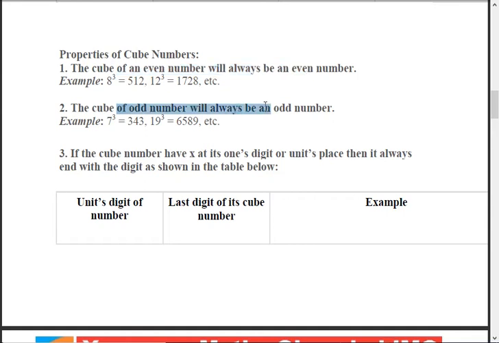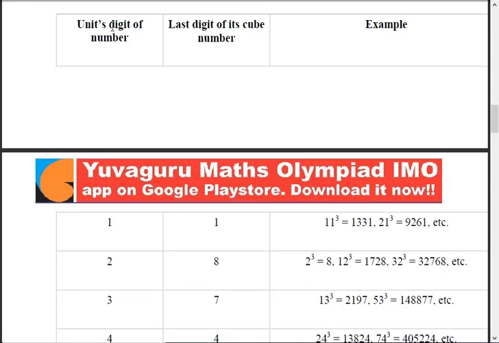Cube of an odd number is always odd. So 7 cube is 343. 3 cube is 27. 1 cube is 1 only. Okay. So 19 cube, these are all big numbers, 6859.